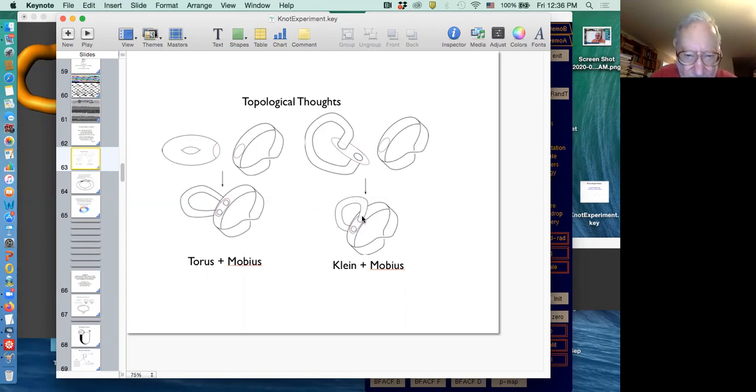And then what I've done here is I've taken the Klein bottle and I've added a Möbius band to it. So the Klein bottle is doing its funny tubing thing on a Möbius band. So you're on this Möbius band and you can go down through the tunnel of the Klein bottle and end up on the other side of the Möbius band locally.